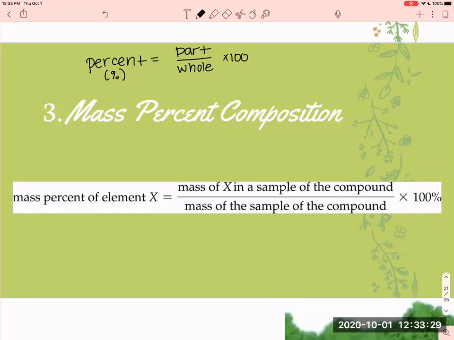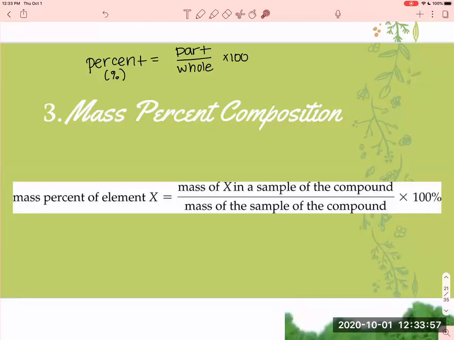So mass percent composition is going to be, if you're looking for a mass percent of a certain element, let's just call it X, that's inside of a compound, it'll be the mass of the part, the element you're looking for, over the whole or total mass of the sample times 100. So very simply, we're not doing too much beyond part over whole. It's just identifying what is my part here.